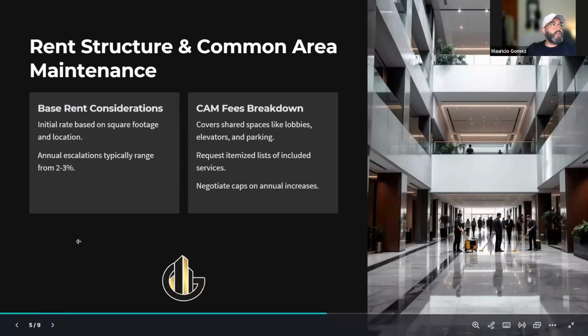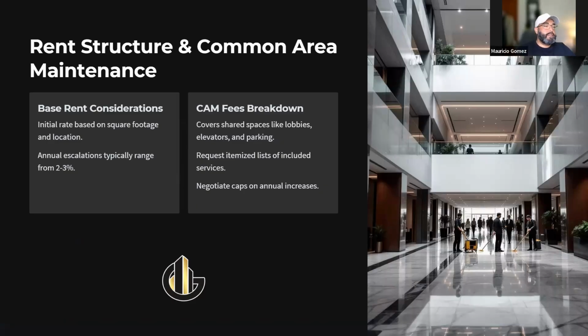All right, let's look at rent structure and common area maintenance. This is where there's questions about what can be negotiated and what cannot be negotiated. And so this is really how you present it to the tenant. Base rent can be negotiated always.